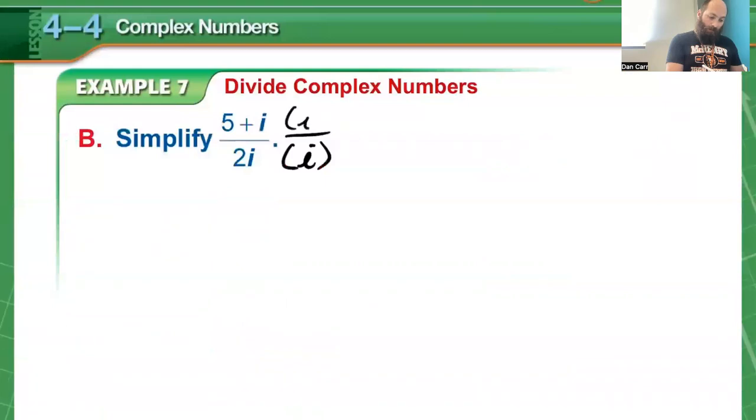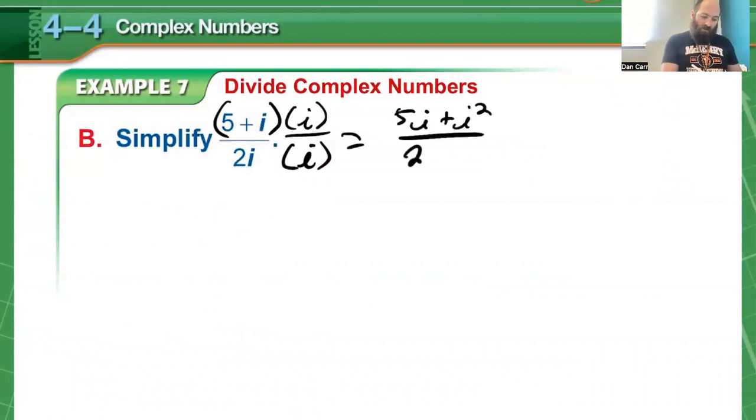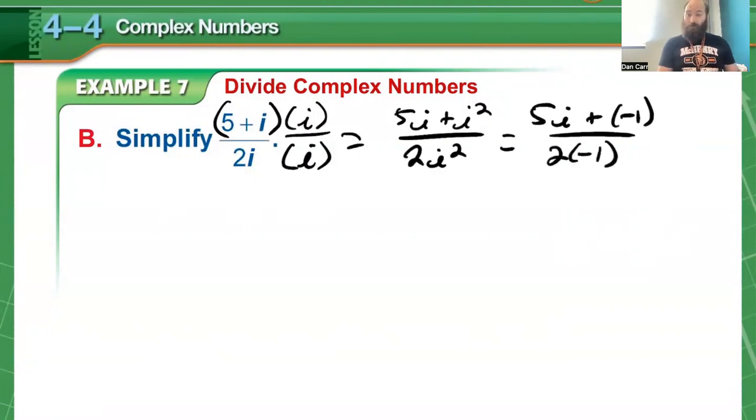I do the same thing to the top. But just remember, you're distributing with the numerator here. So I got 5 times i is 5i, and then i times i is i squared. In my denominator, I'm going to have 2 times i squared. We're going to simplify all the i squareds. That'll be 5i plus a negative 1, and then this will turn into 2 times a negative 1. I usually like to rearrange it so that the real number's in front, so I'll have negative 1 plus 5i all over negative 2.